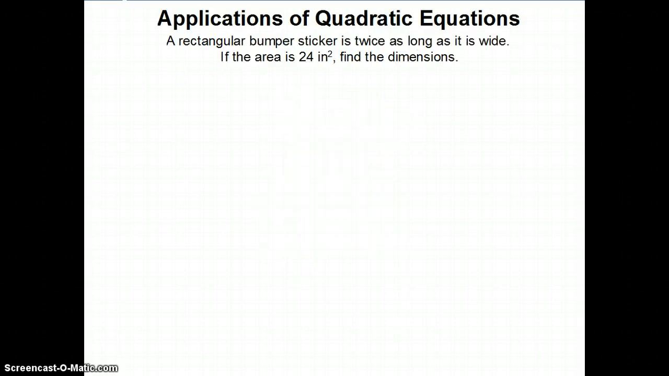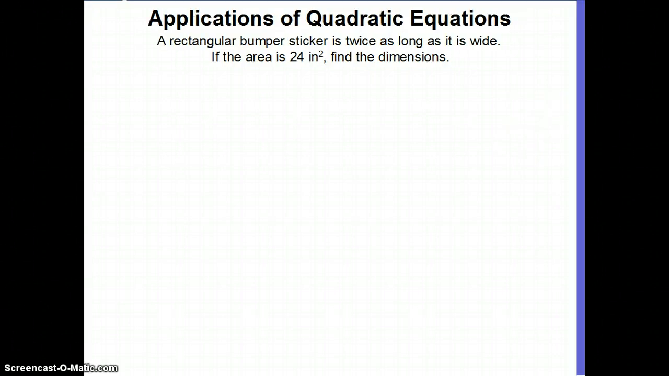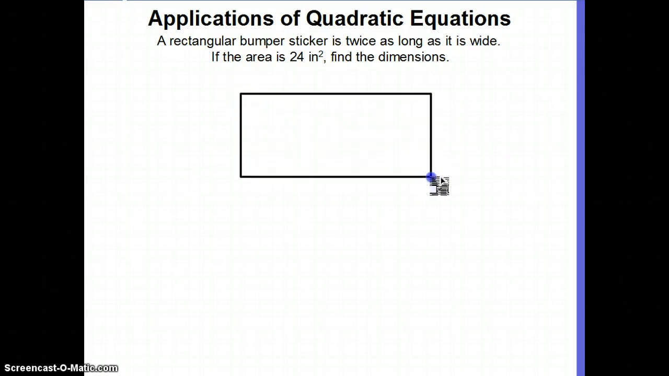First, a rectangular bumper sticker is twice as long as it is wide. If the area is 24 square inches, find the dimensions. So when you are given a word problem, I always suggest the very first thing you should do is draw a picture. We're talking a rectangular bumper sticker, so here's my rectangle.